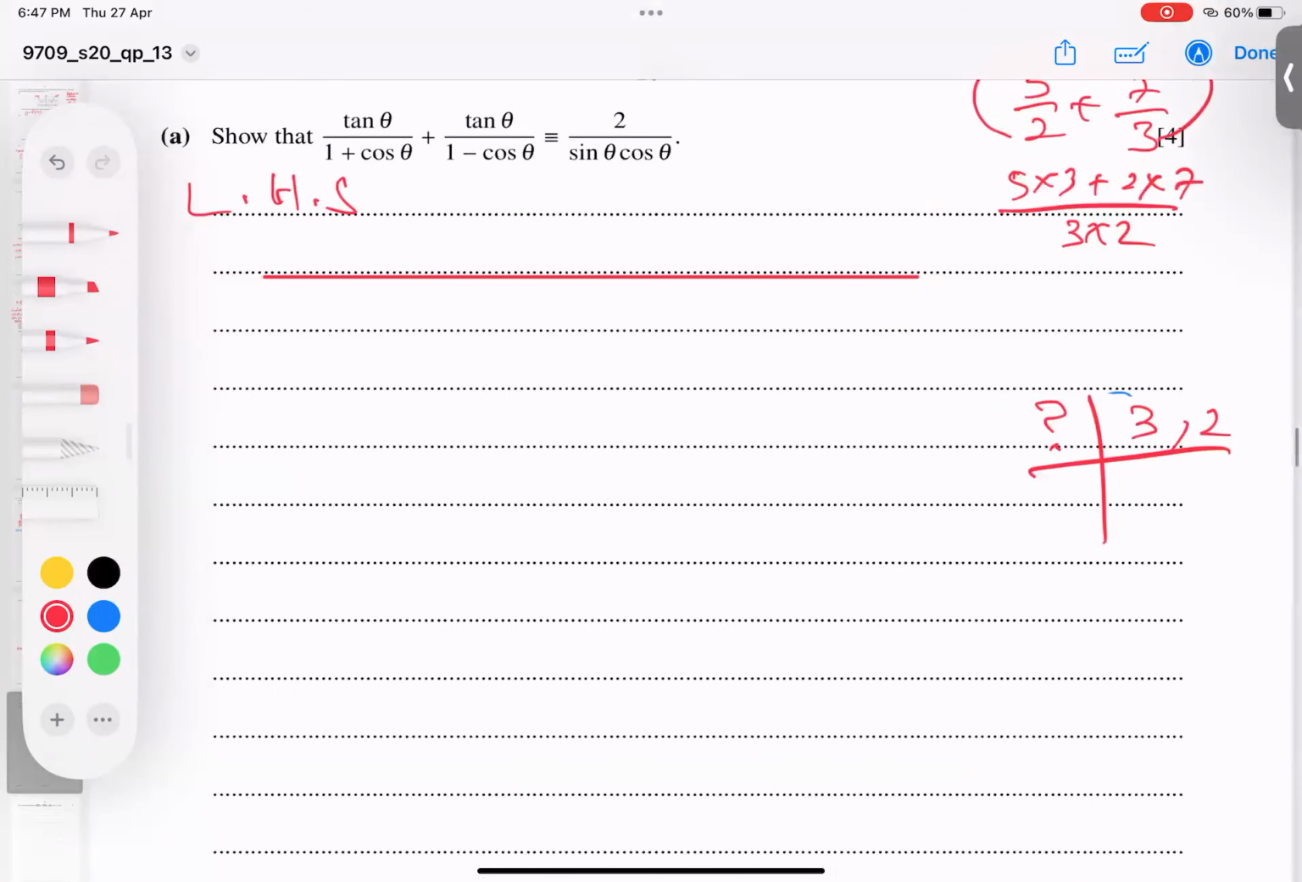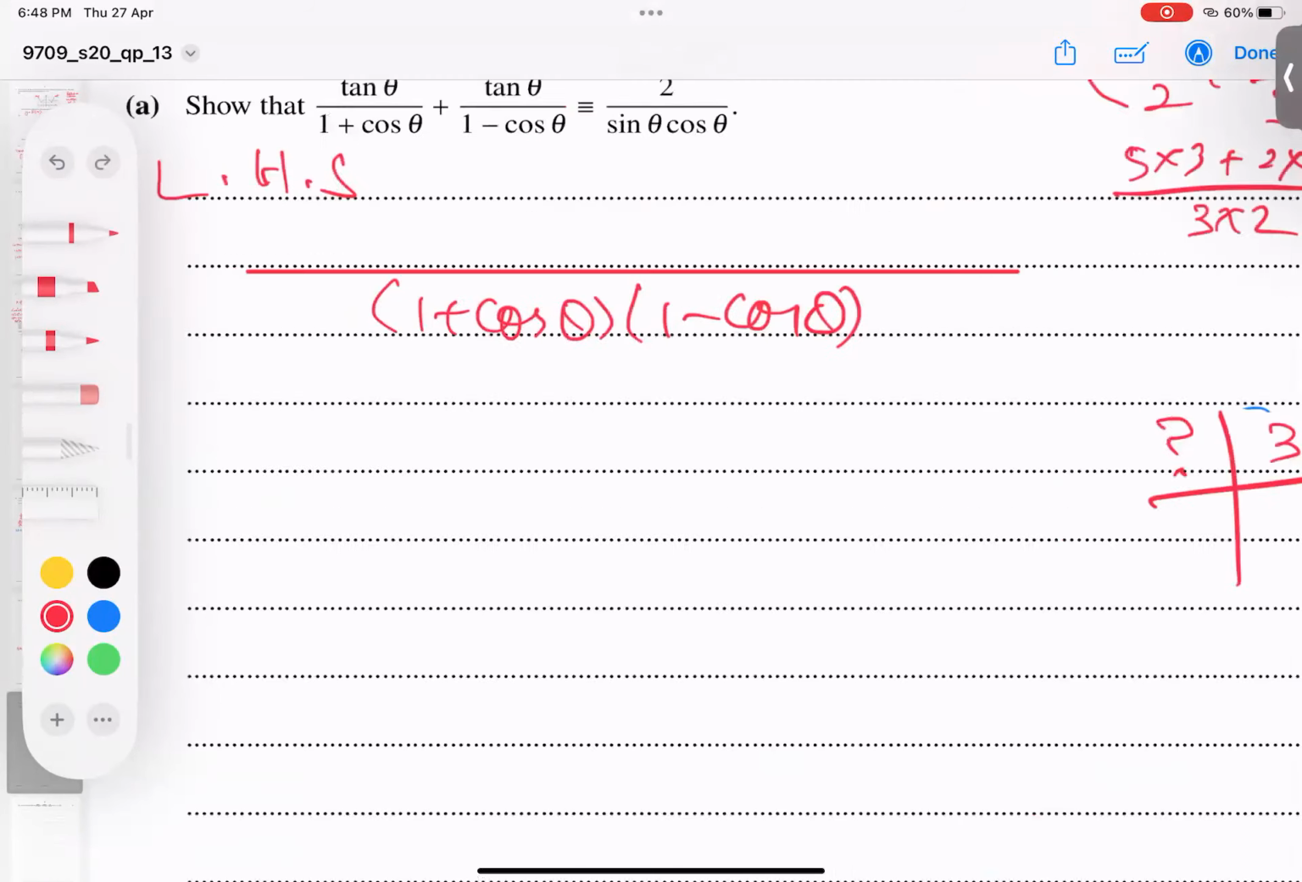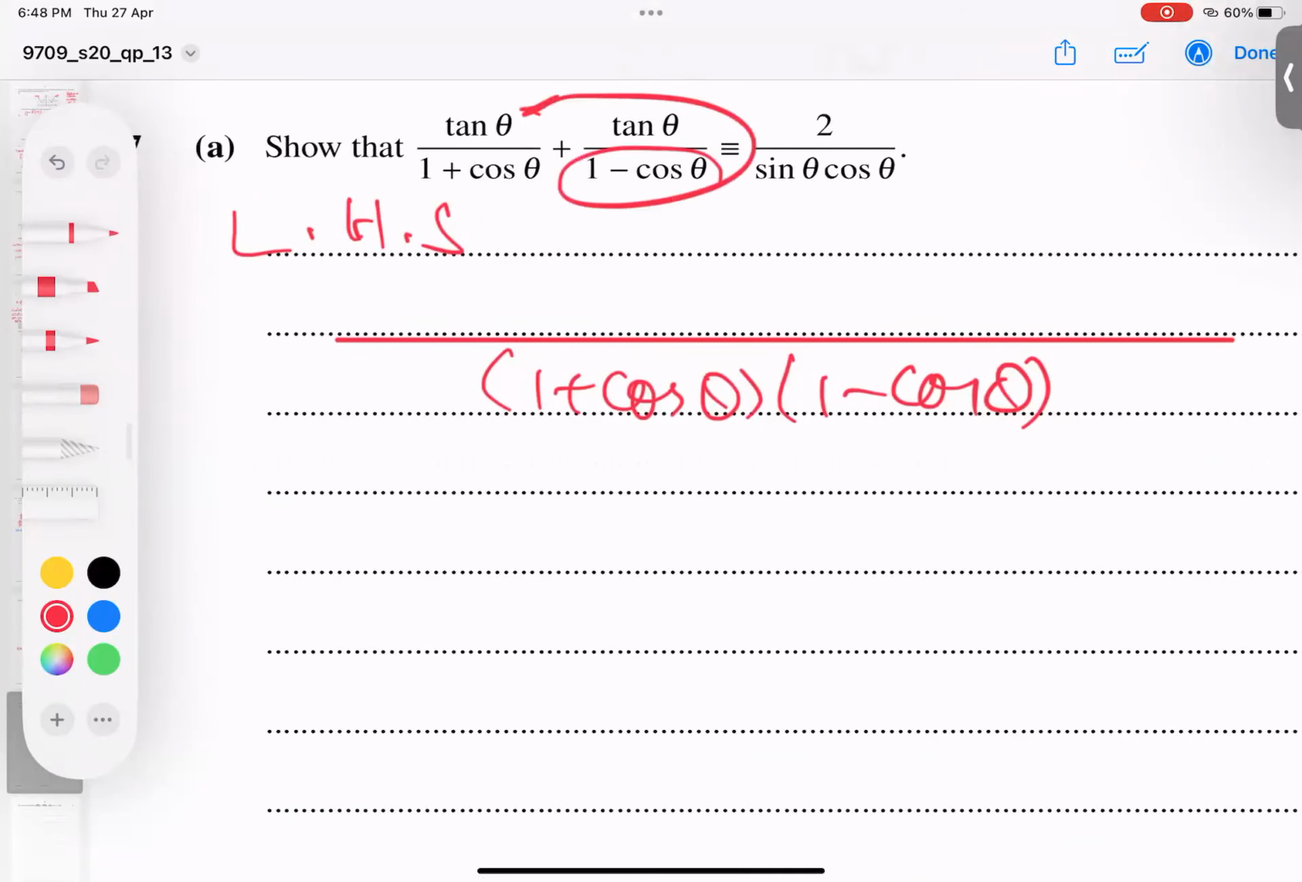Same approach here. Because nothing is common, 1 plus cos theta and 1 minus cos theta come in the denominator as the LCM. And students, this multiplies with that and this multiplies with that. So let's continue.